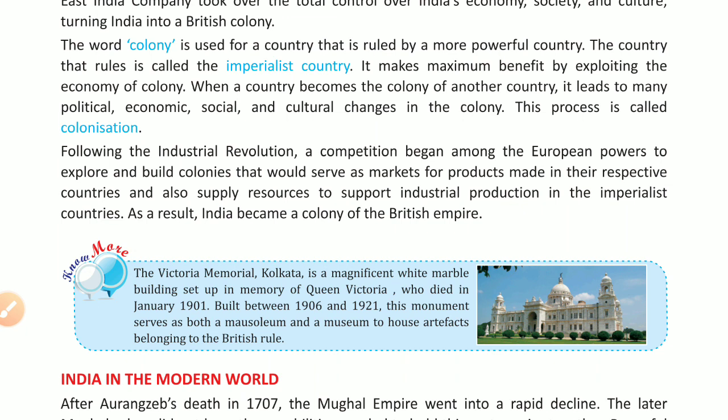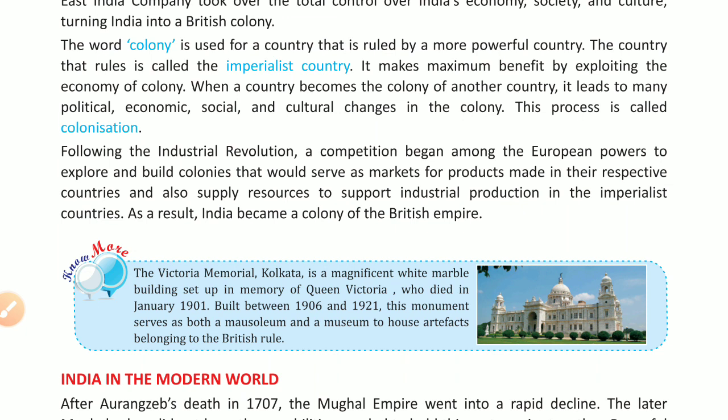Here I want to give a flashback. First the Dutch came, then the Portuguese, then the French, and lastly we were ruled, colonized, by the British. These are all European countries. The Portuguese are related to Vasco da Gama, who in 1498 discovered the sea route to India. After that, they started coming to our country because it was rich in natural resources and spices.